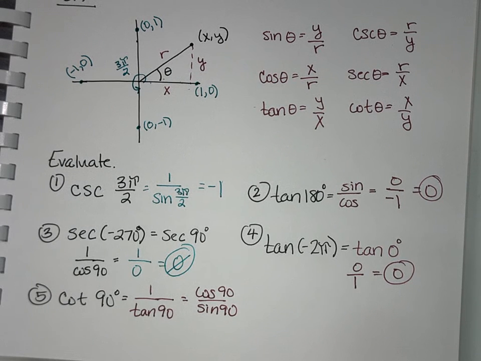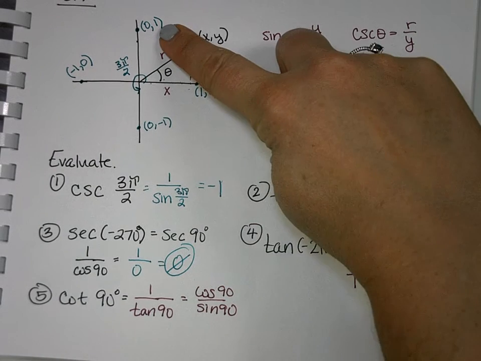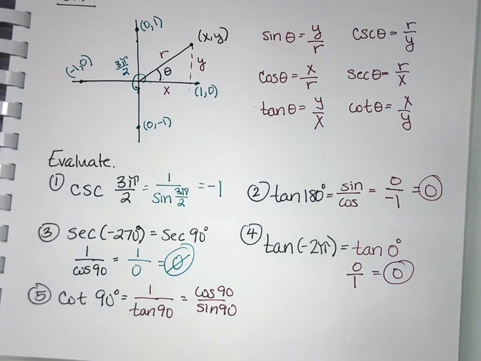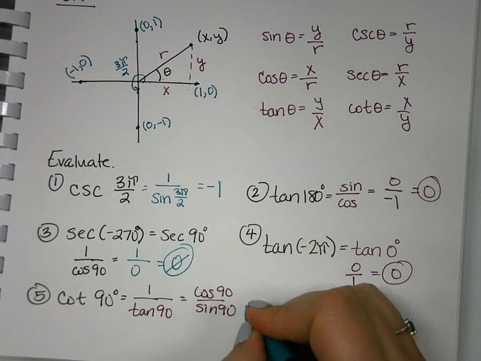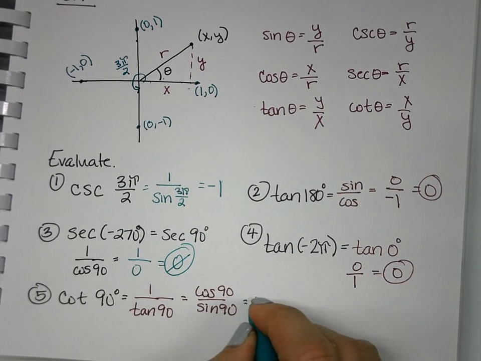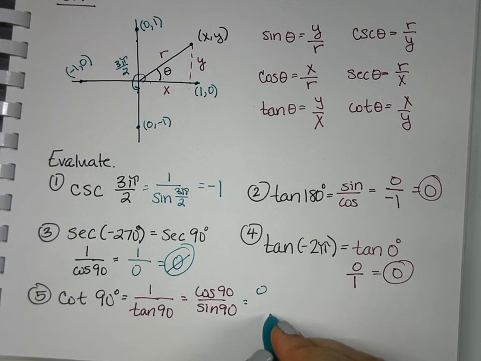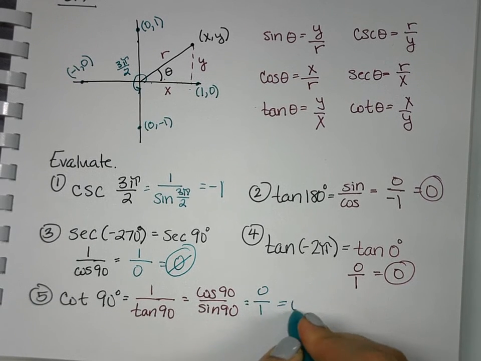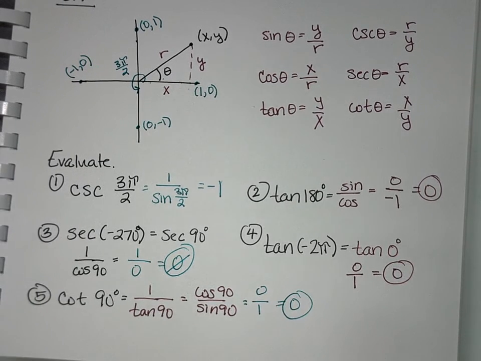So again, we already know what our cosine and sine are because we filled them in up here. I know it might be hard to see. So our cosine here is 0, and our sine is 1, so our cotangent of 90 would be 0.